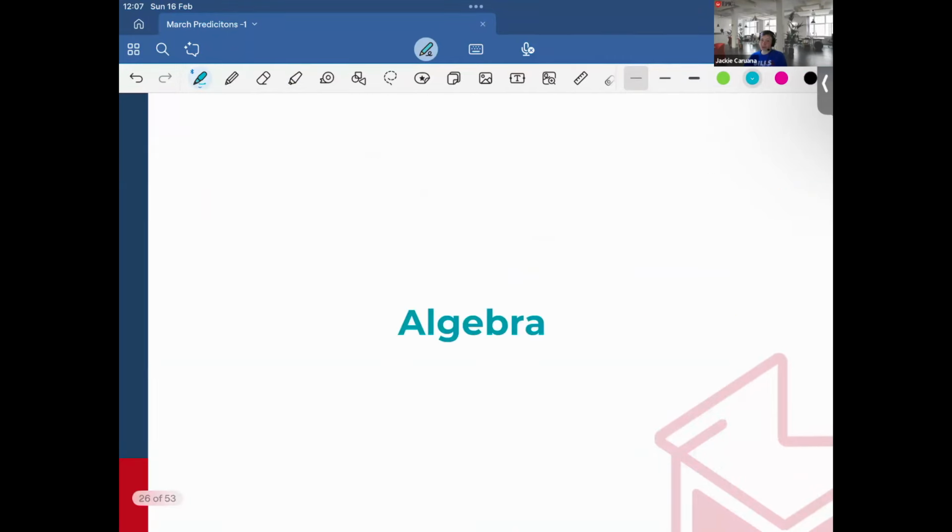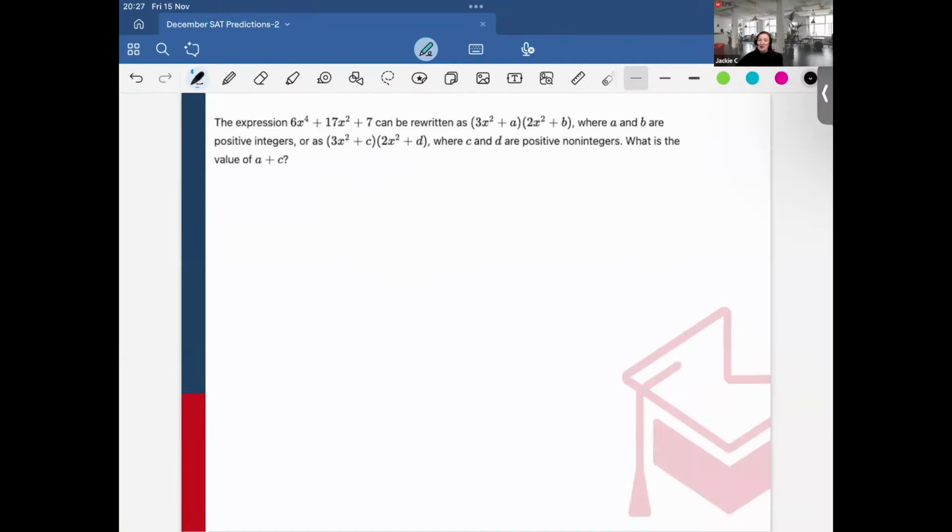Okay, let's jump into advanced algebra. What about this one? It says the expression 6x to the fourth power plus 17x squared plus 7 can be written as 3x squared plus a multiplied by 2x squared plus b, where a and b are positive integers.